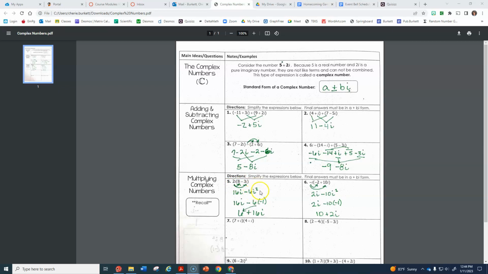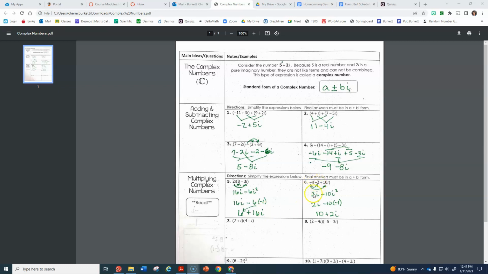From the other paper that we did previously, we learned that i squared is always replaced with a negative 1. So now we have 16i minus 6 times a negative 1. The negative 6 times a negative 1 becomes a positive 6. That's now the real part, so it's going to go in the front, and the 16i goes at the end.